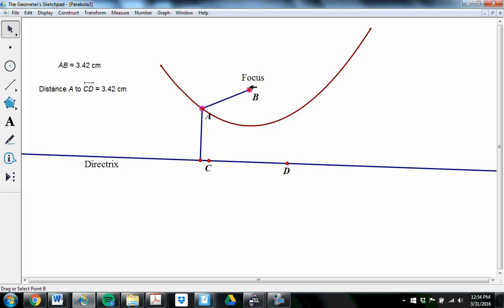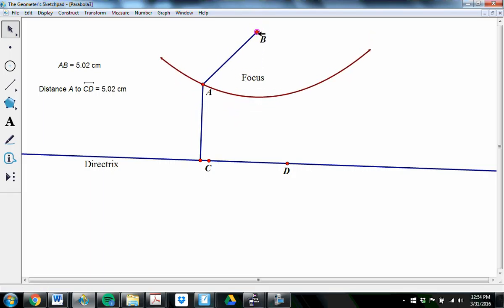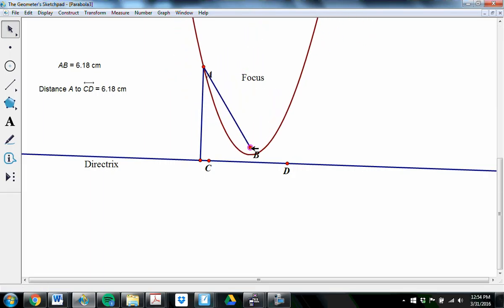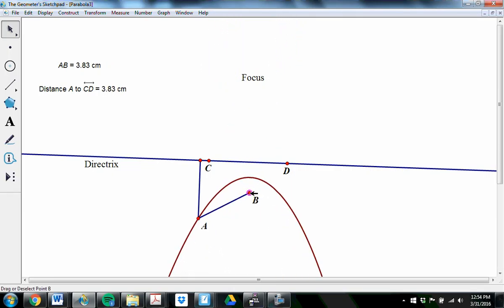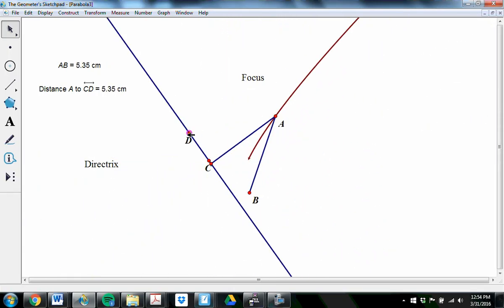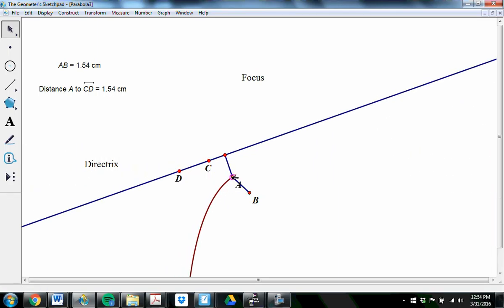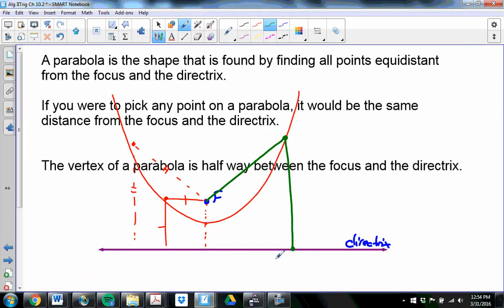If the focus gets further and further away, the parabola gets flatter. If the focus gets closer to the directrix, it gets more and more narrow until here it's going to flip. And if I change the angle of the directrix, I can change the angle of the parabola as well. All sorts of fun things you can do with these, but we'll not worry about that right now. Right now, we'll just get back to some algebra.